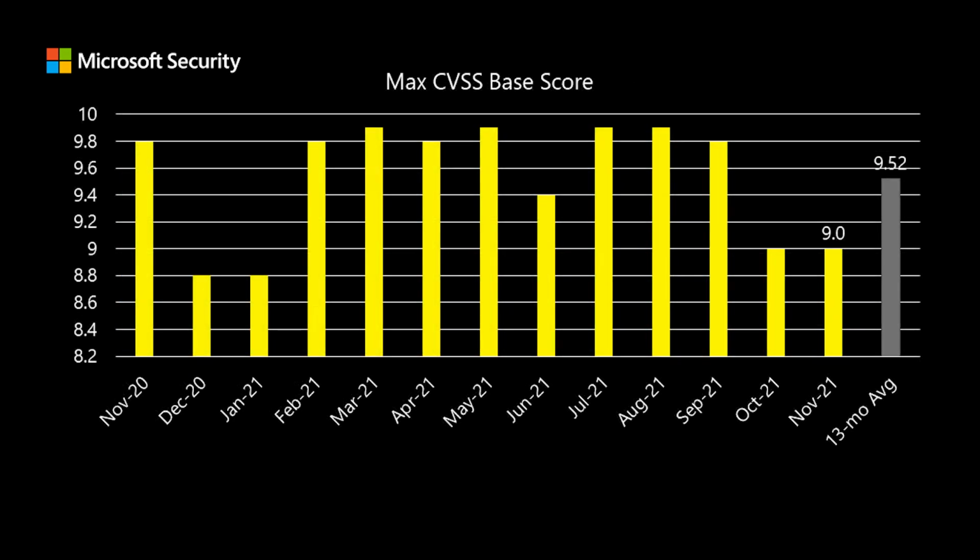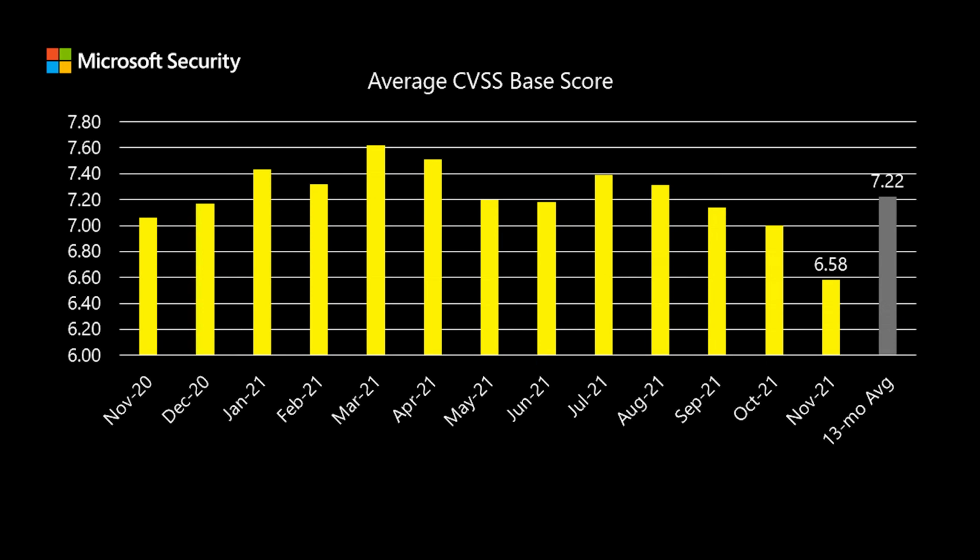So next we'll look at the CVSS base score. This is an industry standard scoring system where we put in the vector strings and a score comes out, and it's a number between 1 and 10, with 10 being the most severe. This month, the highest rated CVSS score of all of the vulnerabilities from this release is 9.0, which is a little bit lower than what we've been seeing for about the last year of 9.52.